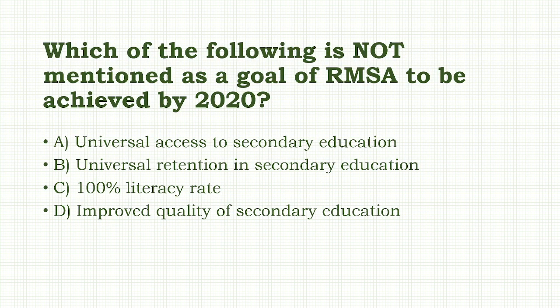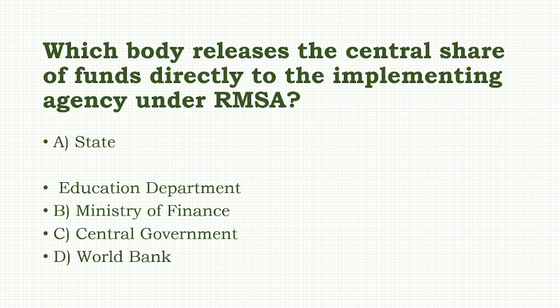Next, which of the following is not mentioned as a goal of RMSA to be achieved in 2020? Option: universal access to secondary education, universal retention in secondary education, 100% literacy rate, improved quality of secondary education. Answer of this question is option C, that is 100% literacy rate.